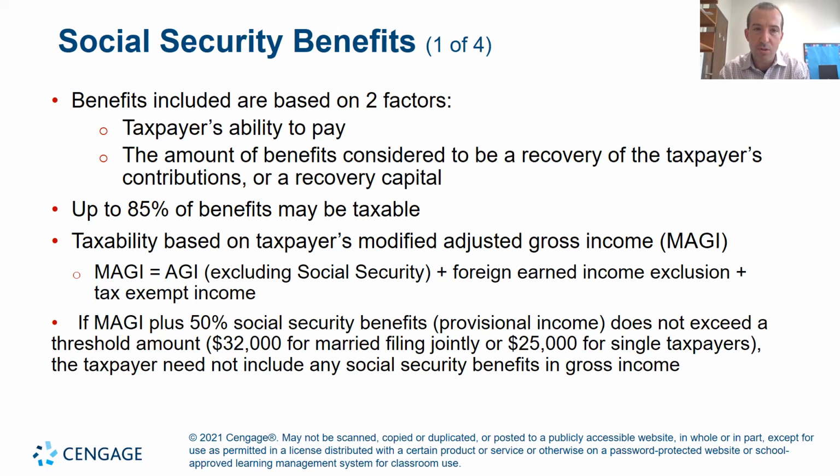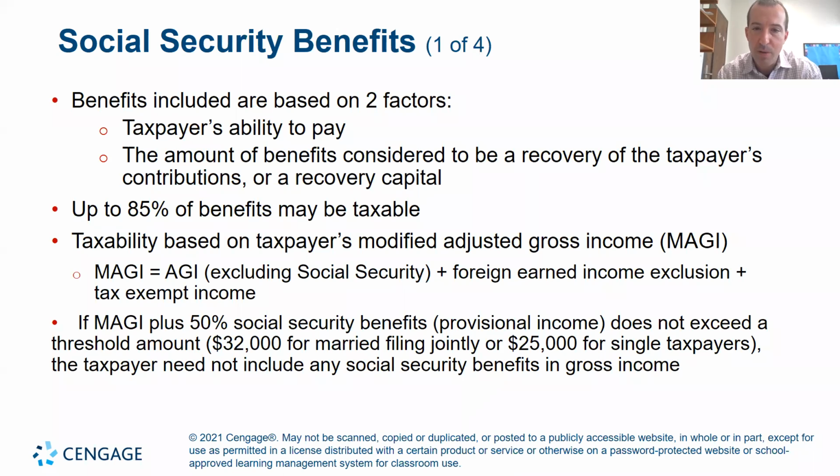So benefits for Social Security is the taxpayer's ability to pay. The amount of benefits is considered to be recovery of the taxpayer's contribution or recovery capital. So what does this mean? Up to a maximum of 85% of Social Security income can be included in the computation for gross income that's taxed on the tax return. What's going to determine how much? So up to 85% maximum can be included.